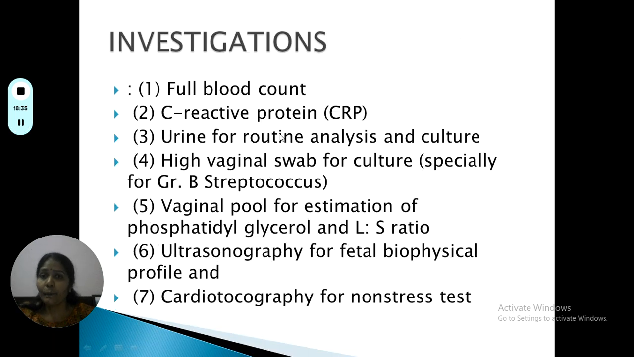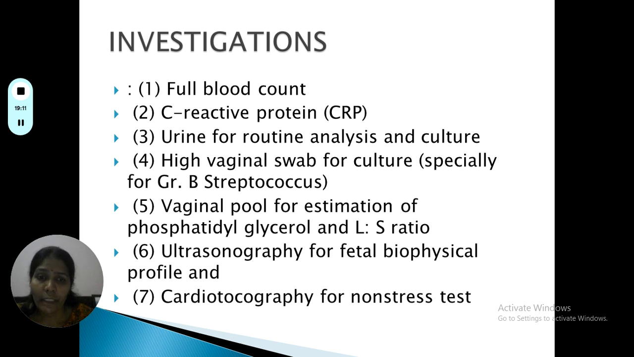So after diagnosis we come to the investigations. We go with a full blood count, CRP, because one important cause of any PROM or preterm labor is infection. So full blood count, CRP, urine for routine analysis and culture, high vaginal swab for culture, especially for the group B streptococcus, that is a GBS infection, where if the swab is positive we can give a prophylactic antibiotic course to the women, because the risk of infection to the baby after delivery is also high and the baby has to be monitored after delivery.